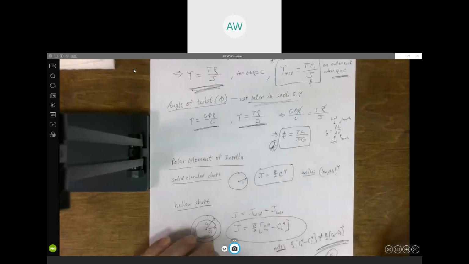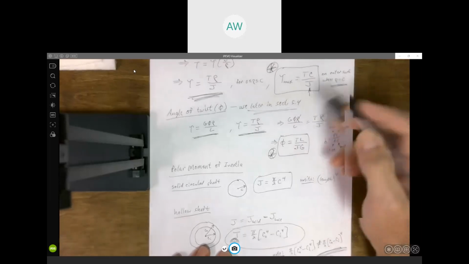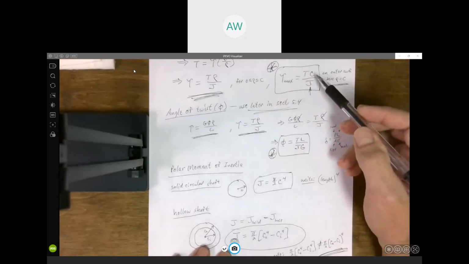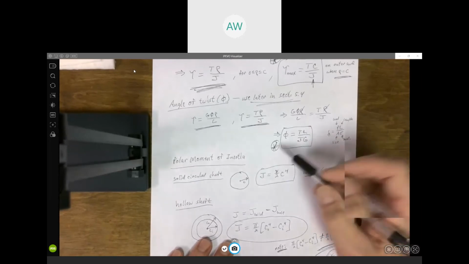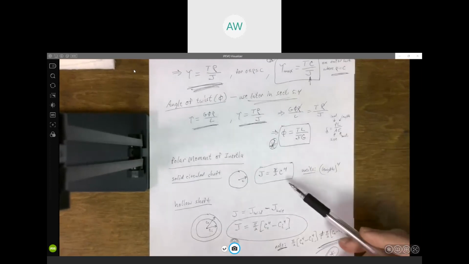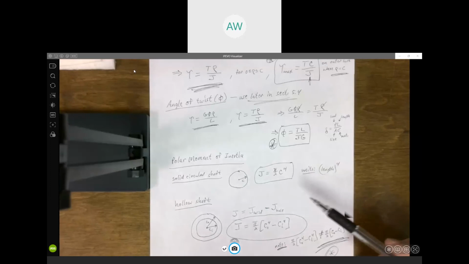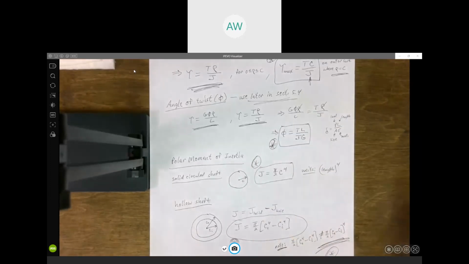So basically at this point, there are 4 formulas that you need. Tau equals TC over J. Angle of twist phi is TL over JG, which we're not going to use right now, but we will use later. And then to get the polar moment of inertia, pi over 2 C to the fourth. All right. Any questions about any of those formulas? How we got there? What any of the things in the formulas represent? Any questions?